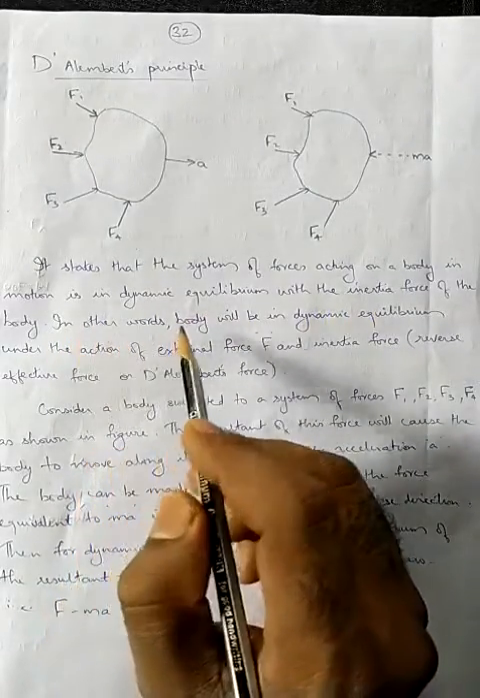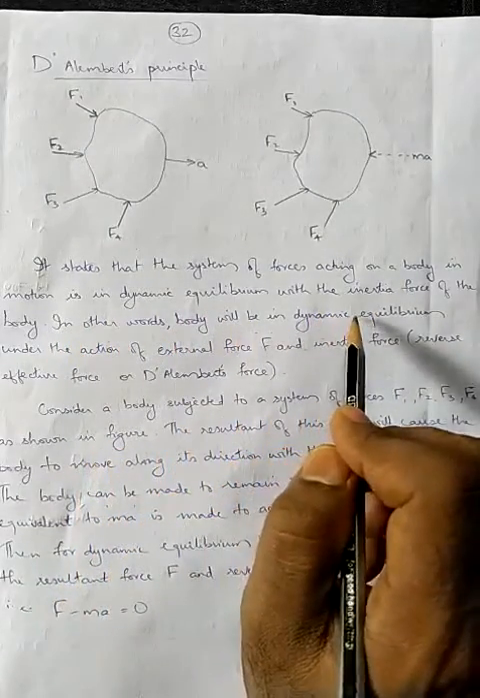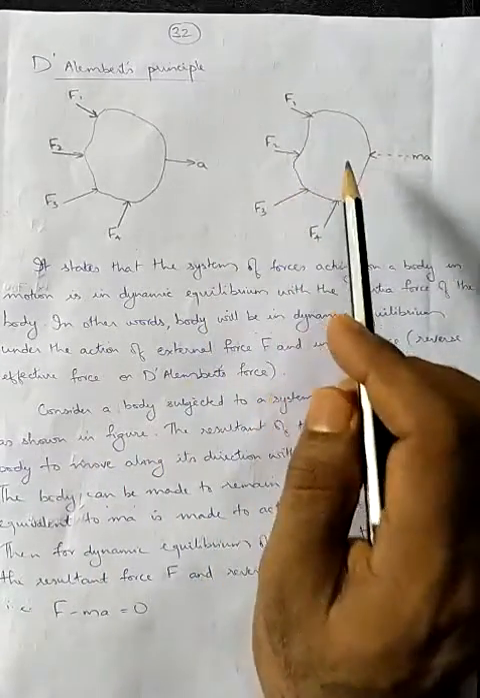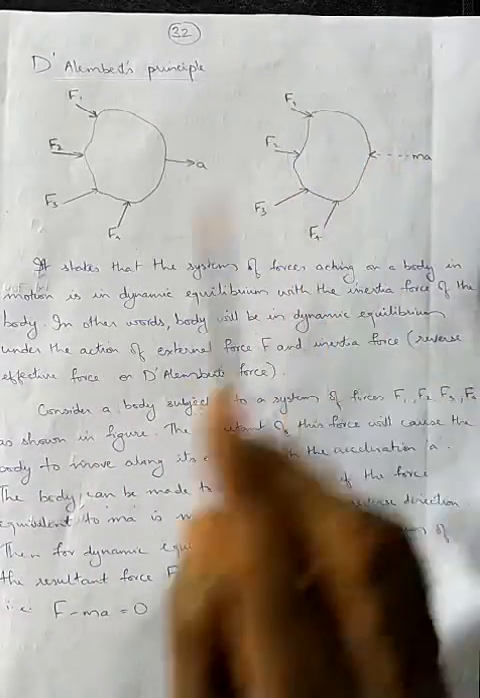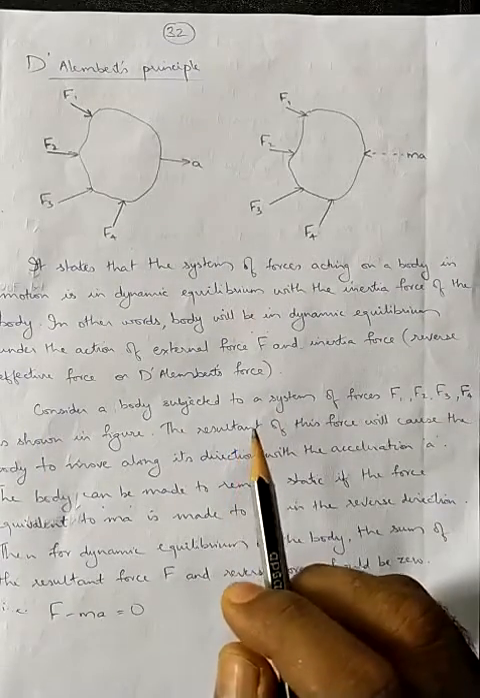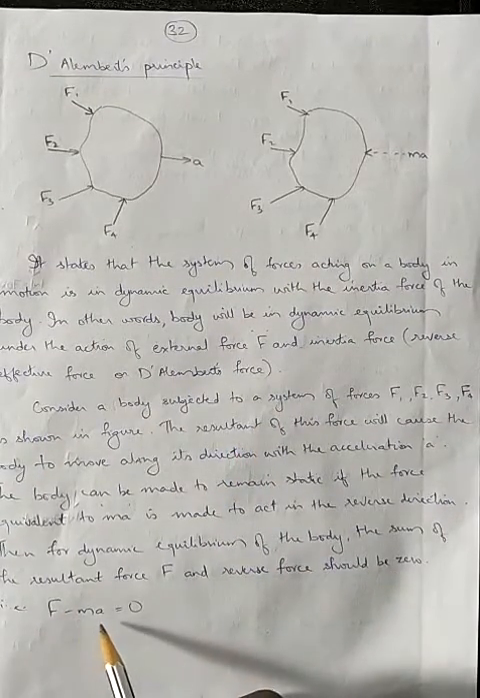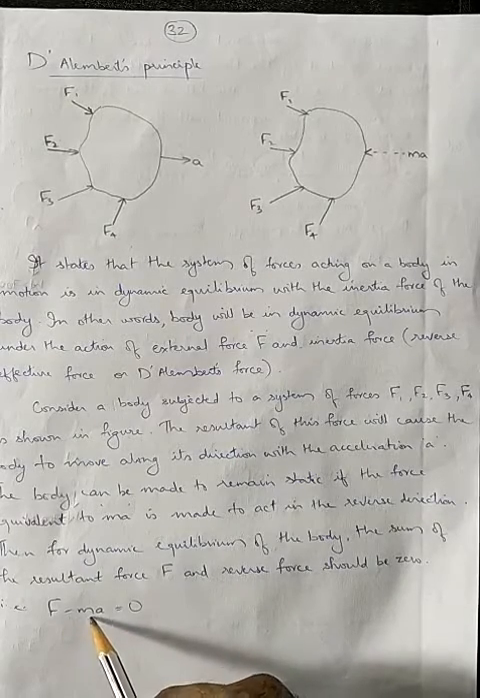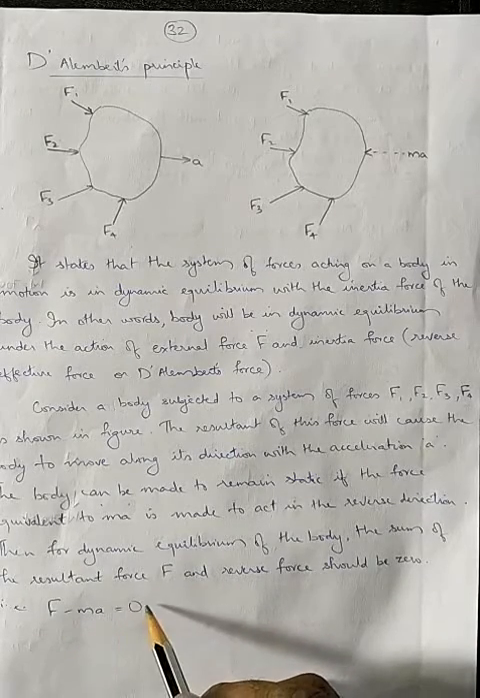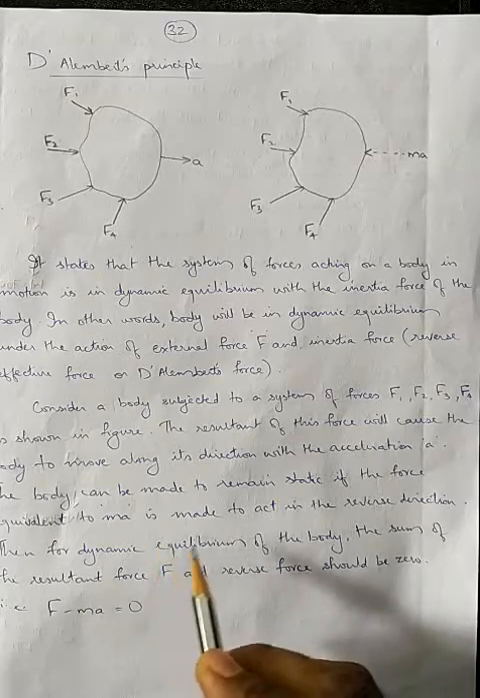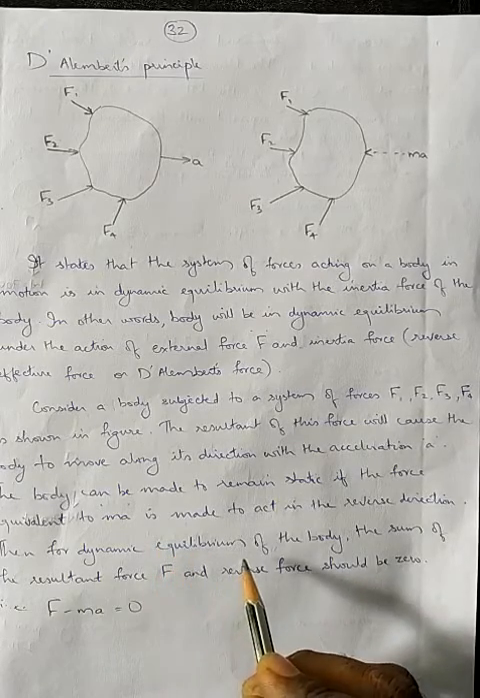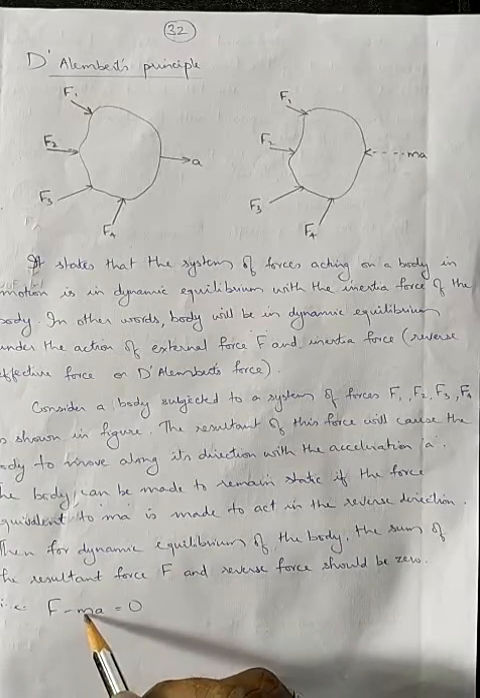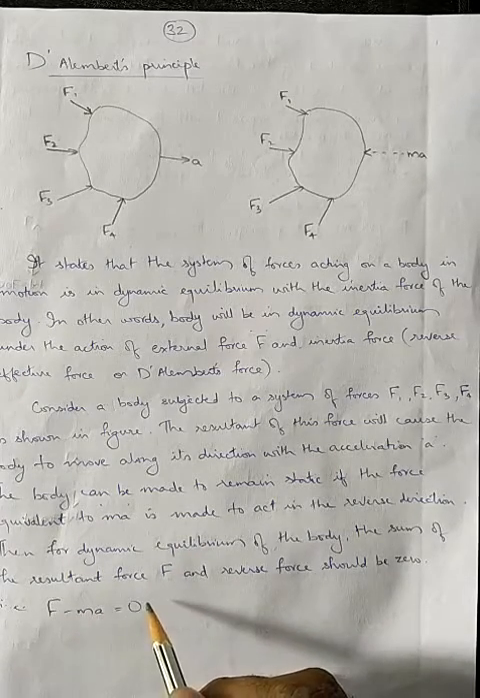Or in other words, the body will be in dynamic equilibrium under the action of the external force F and the inertia force. So simply, it is F minus ma equal to 0, net force minus mass into acceleration equal to 0, while in Newton's second law it was net force equal to mass into acceleration. Here in D'Alembert's principle it is net force minus mass into acceleration equal to 0.